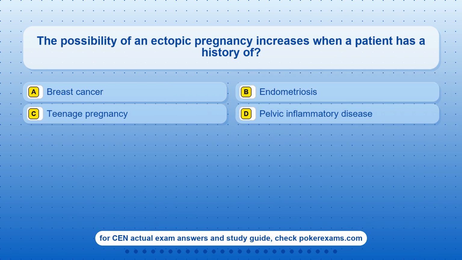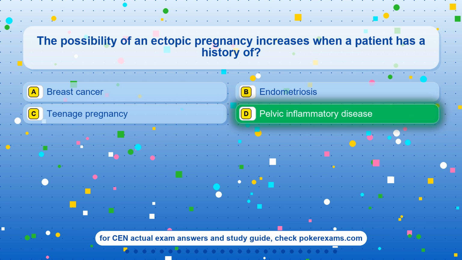Question 18. The possibility of an ectopic pregnancy increases when a patient has a history of: Option A, breast cancer. Option B, endometriosis. Option C, teenage pregnancy. Option D, pelvic inflammatory disease.